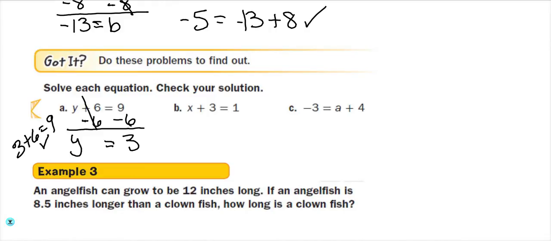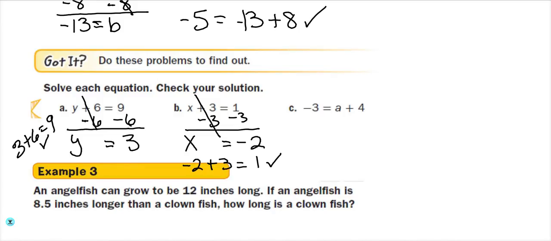Okay, let's take a look at the next part. It says letter B, which is x plus 3 equals 1. So since it's plus 3, we need to do the opposite, which is minus 3. That gives me x. These have canceled out, and I'm left with 1 and then negative 3. So 1 minus 3, however you want to think of it, that's going to give me negative 2. Okay, let's plug that in and make sure it works. Does negative 2 plus 3 equal 1? Yes, it does.